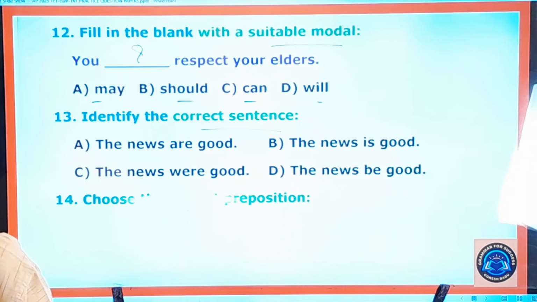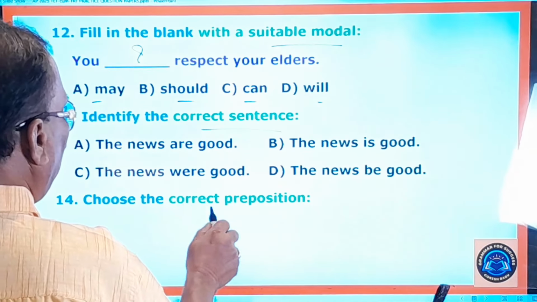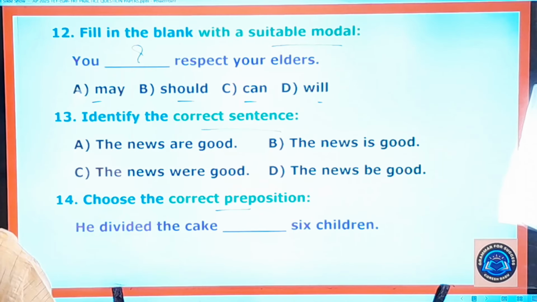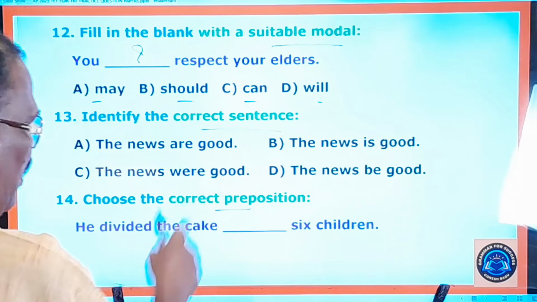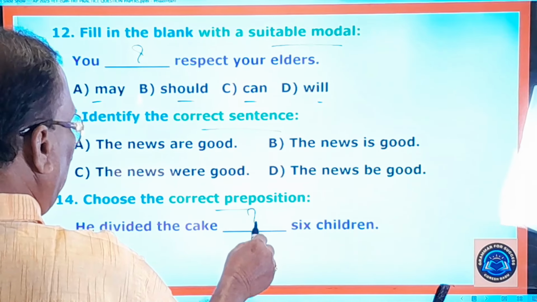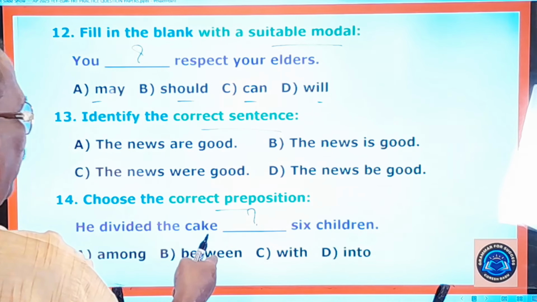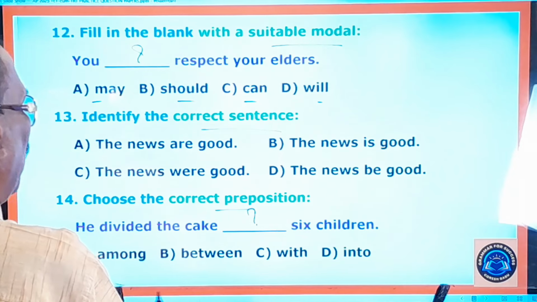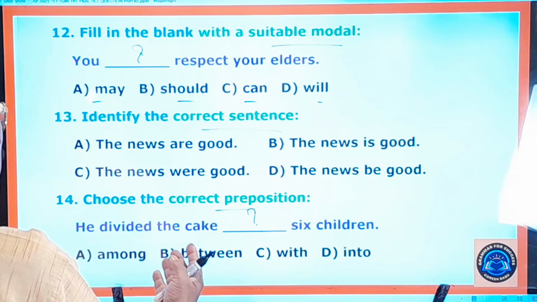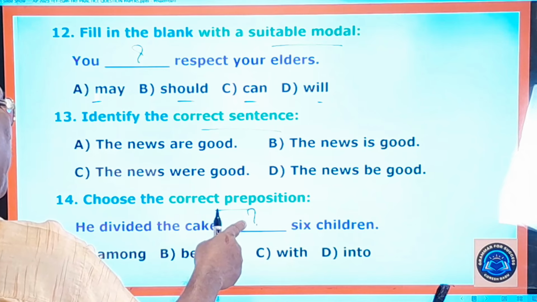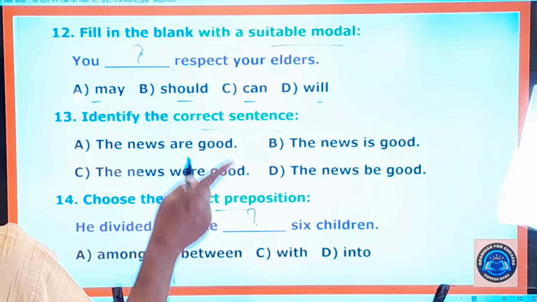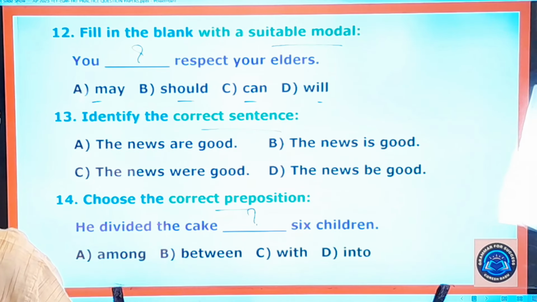You go to the 14th question, choose the correct preposition. He divided the cake dash 6 children. Some blank is given here, and now let us look at the options given: among, between, with, into. So with which preposition would you like to fill in this blank? Please think of it and try to fill in that blank with that preposition.